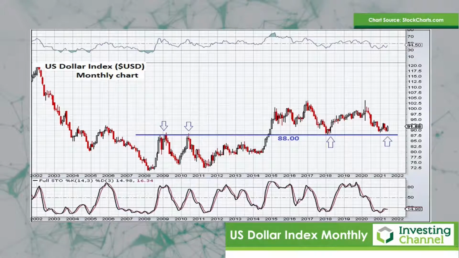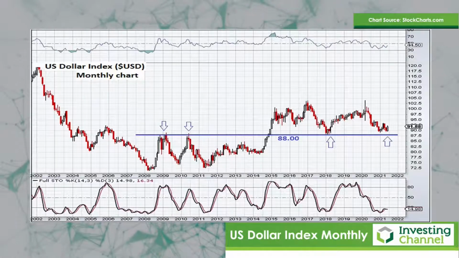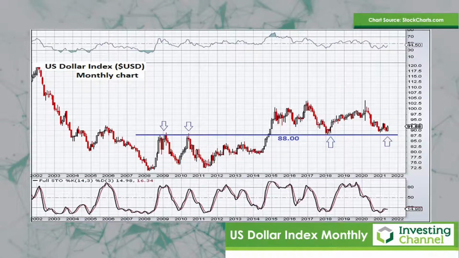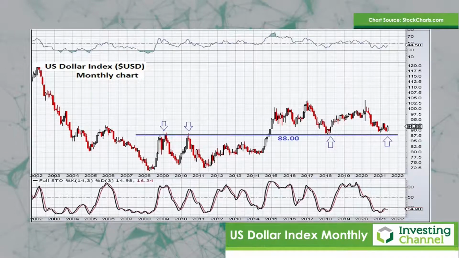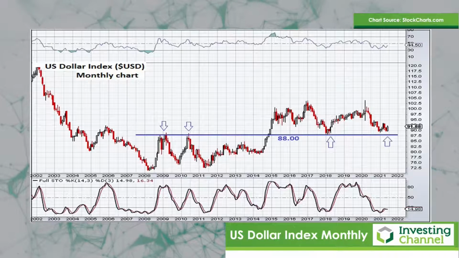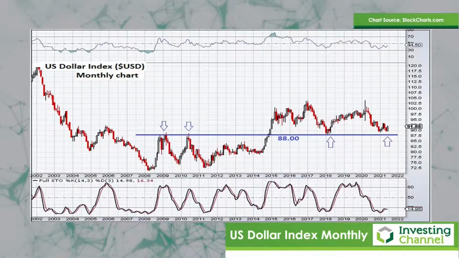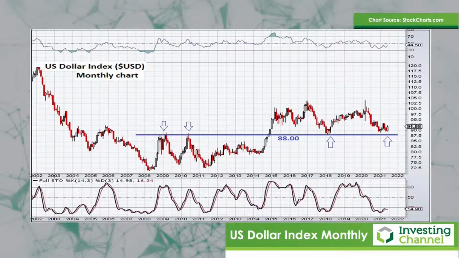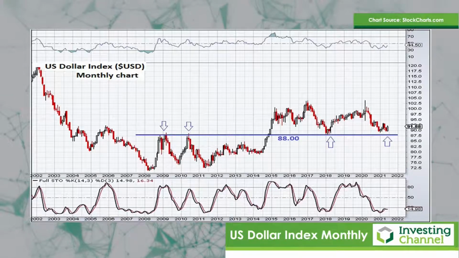Now, what's interesting to note is that the index has been quite weak over the last year. We saw it spike up right at the beginning of the COVID pandemic last year. But ever since then, since the Fed has been adopting ultra easy monetary policy, we've seen the US dollar weakening over the last year. And what's interesting is that it's traded all the way down to a significant technical level, which is down at 88.